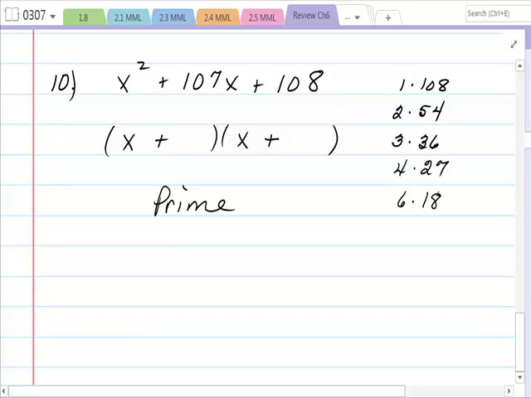Still not working. 7 doesn't go in there evenly. 8, no. 9, yes. 9 goes in there 12 times. And finally, I've gotten all my factors. And I didn't get any closer to getting 107 as I move through those. It is indeed prime. But you don't know it's prime unless you actually thought through all the possible combinations. So I don't want to encourage you to say prime too soon.